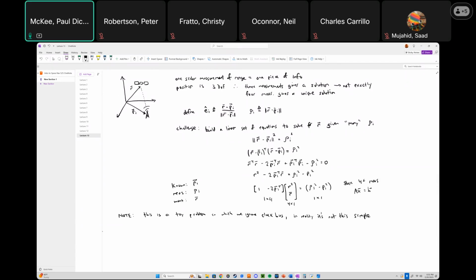Sorry, we're going to run a little bit longer than I want to here. This is radiometric ranging. So suppose we want to use time of flight to estimate distances between points in space.